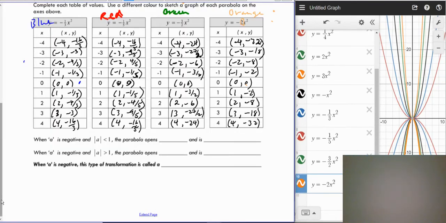So to summarize, we can write this. When the number is negative, the parabola opens down. And in this case, when the absolute value of a is less than 1, it is compressed. Similar to the first example. Okay, when it's negative, it's opening down. And when it's greater than 1, it is stretched.